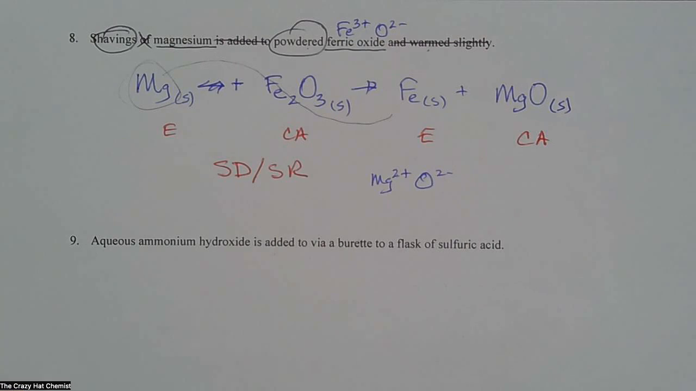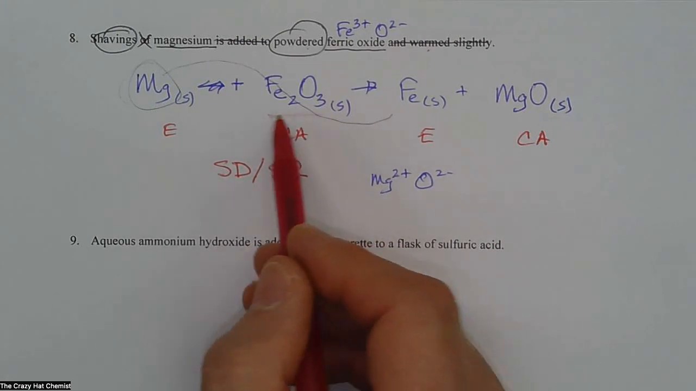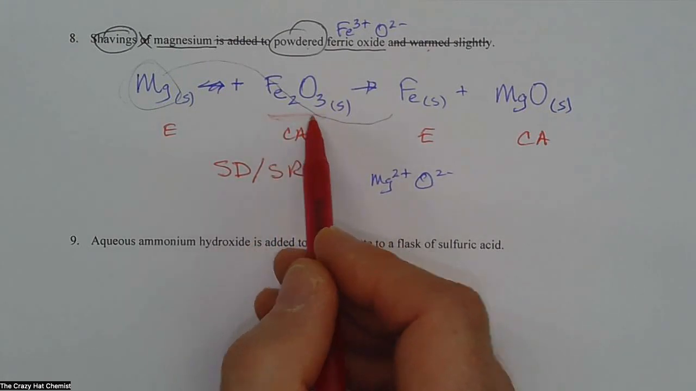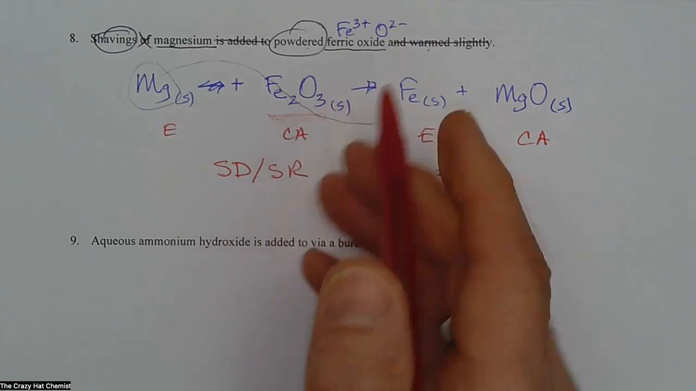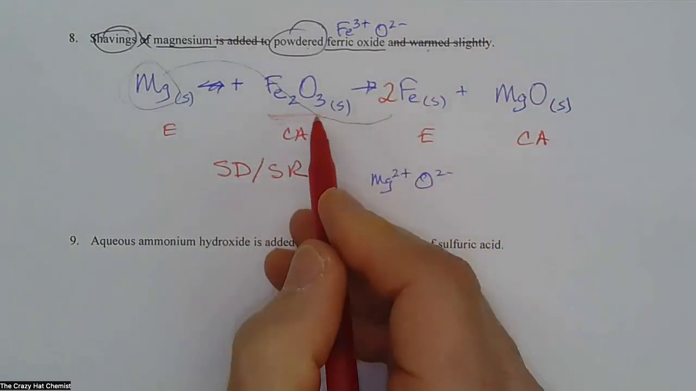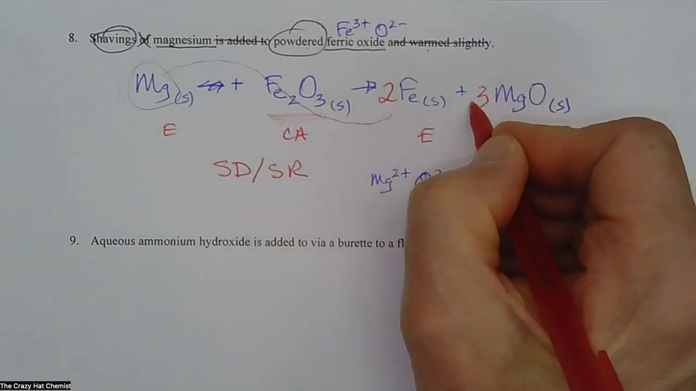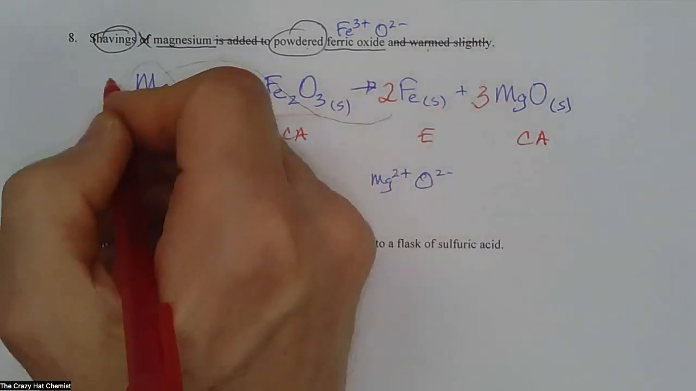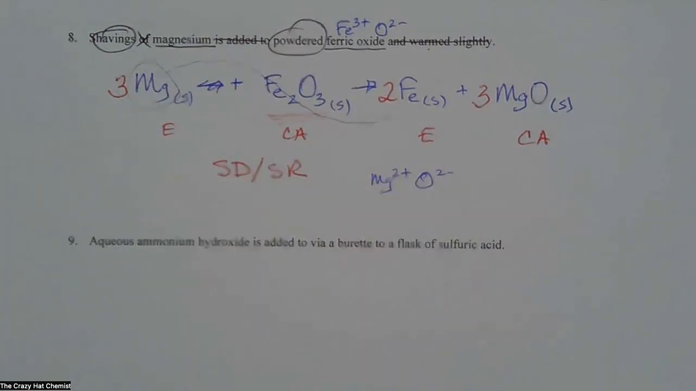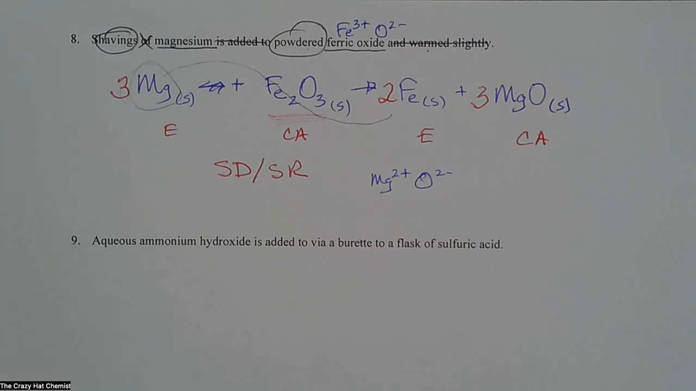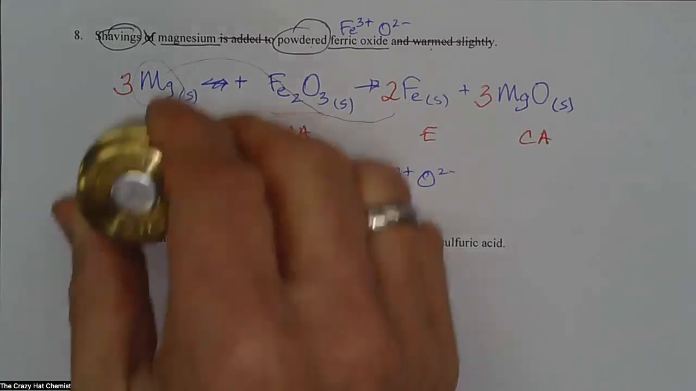All right, single displacement reaction. Now what we're going to do is balance this. Probably what we're going to do is look at the most complicated formula that's right here with the ferric oxide, otherwise known as rust. There are 2 irons. I'm going to place a 2 in front of the iron. There are 3 oxygens, 3 in front of the magnesium oxide, 3 magnesiums, 3 magnesiums. And now we're balanced. Okay, so hopefully that one worked out well for you, number 8, and we're good to go. All right, cool. Let's move on to number 9.